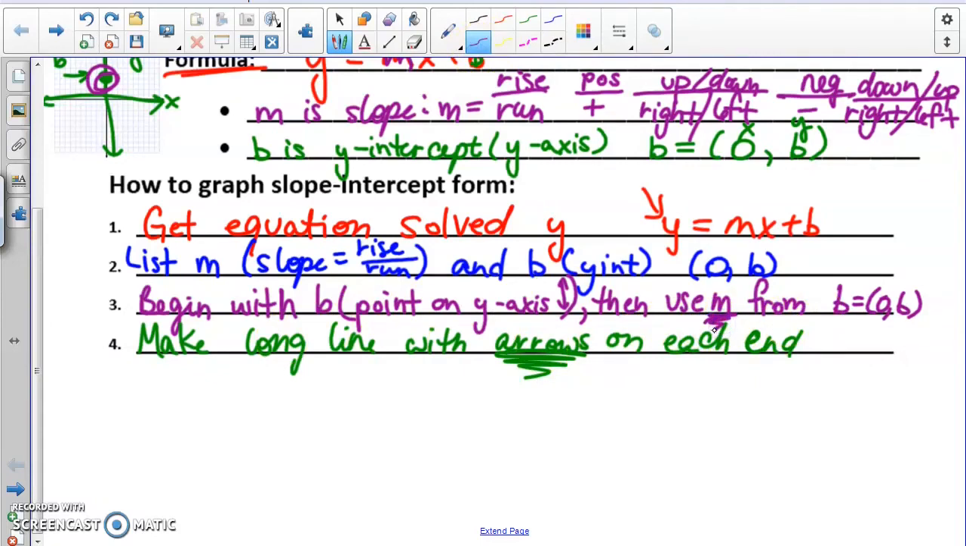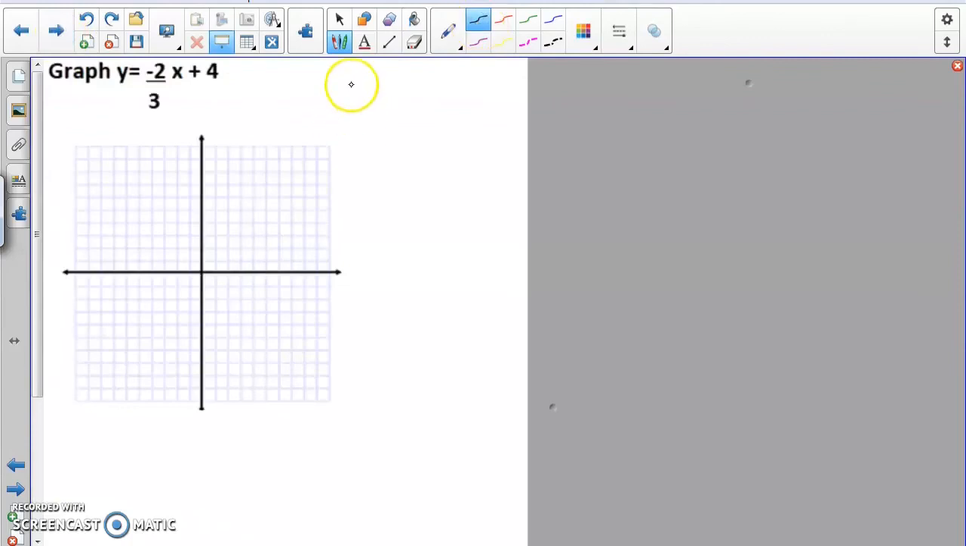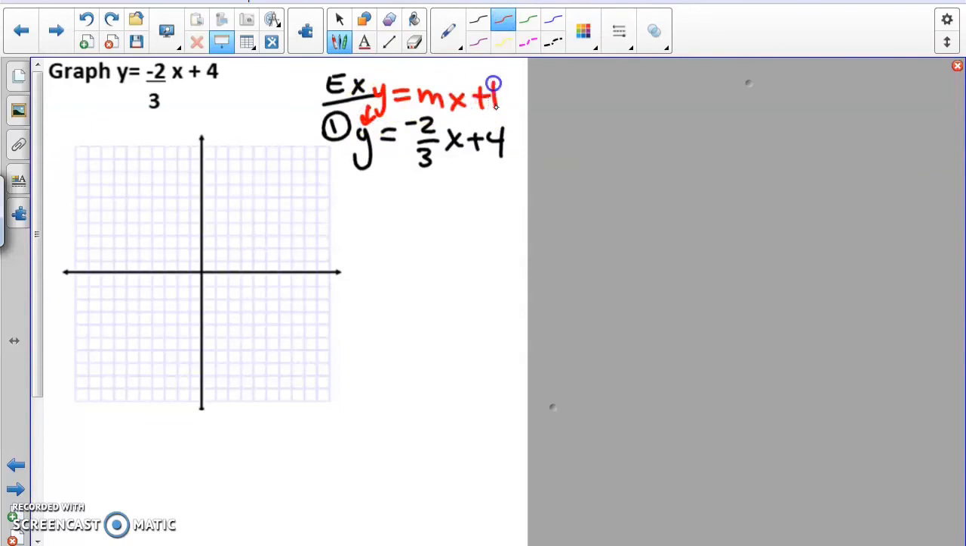So let's dive right into example 1. Put EX, so we know it's the example portion, and 1. We're given y equals -2/3 x plus 4. Now we want to make sure it's solved for y, so y is by itself. We're good. It also looks like our slope-intercept form, y equals mx plus b. So now we just find our m and our b.